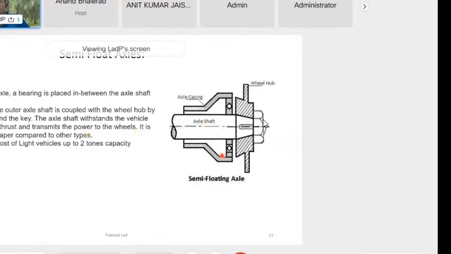So in this case, the vehicle load which is coming from the tire is taken by the axle shaft. The torque which is transmitted from, say, the center of the differential, maybe here, is also transmitted through this. And driving thrust, I mean to say, various forces that are coming on the wheel during a running condition, are also taken care of by the shaft. So it is simple and cheap compared to other types. These are most commonly used for light vehicles, passenger vehicles as well as goods vehicles up to 2 ton capacity. This is a very common design in all markets in India and also in abroad markets.